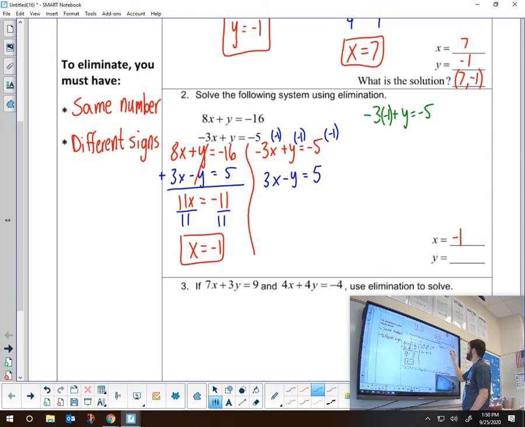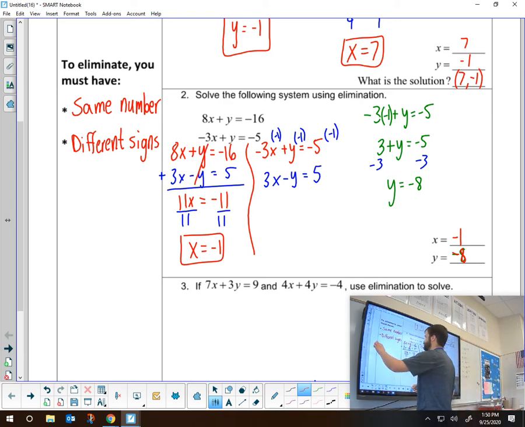All right, so we're going to go negative 3 times negative 1 is a positive 3. Then we can subtract 3 to both sides, and we're going to get y equals negative 8. All right, so x equals negative 1, y equals negative 8. Awesome, awesome, awesome.